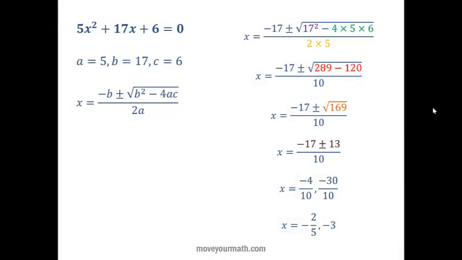Here that is all written out neatly so that you can see it, and you'll see I've coloured in the individual sums I did one line at a time. So in this first move from here to here, all I did was the 17 squared, the 4 times 5 times 6 and the 2 times 5. In the next move, all I did was 289 minus 120. In the next move, all I did was square root 169.